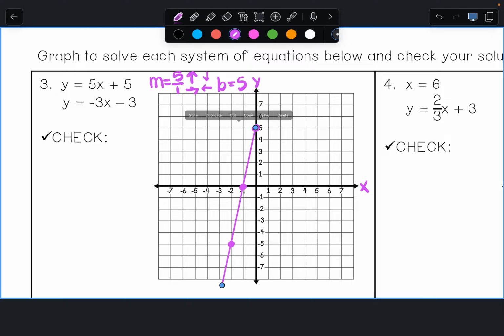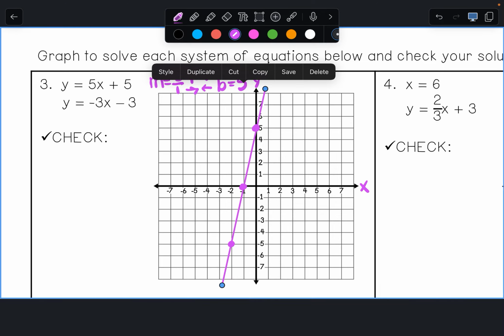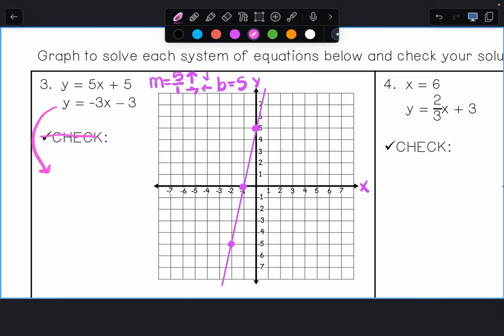Number 4. We have an x but no y in the first equation. So automatically Hoy or Vux. Which one? There's an x in Vux. So we're going to draw a vertical line where x is 6. Ooh, I drew a pretty straight line. I didn't even have to use my whatchamacallit for that one.